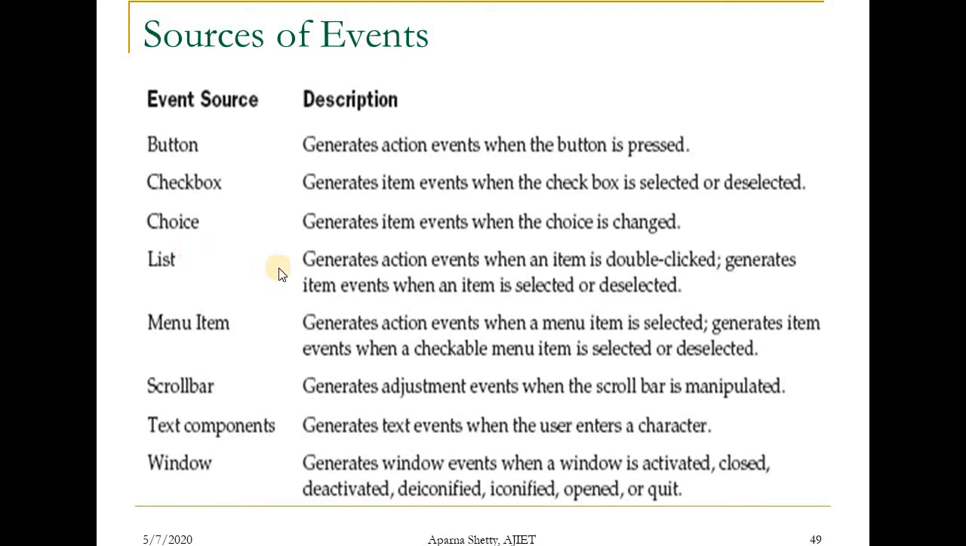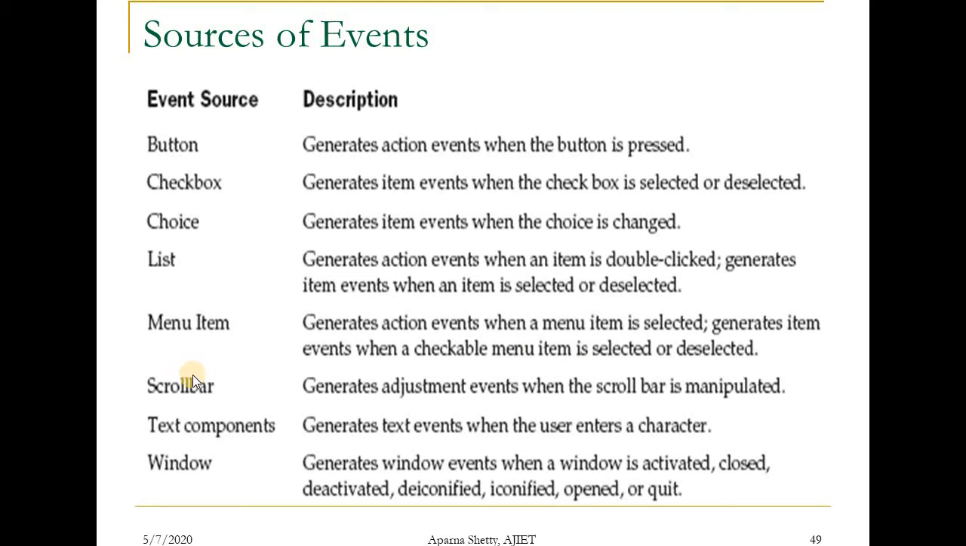Next is list. List generates an action event when an item in the list is double clicked. It generates item events when an item is selected or deselected. Next is menu item. Menu item generates an action event when a menu item is selected. It generates an item event when the checkable menu item is selected or deselected.